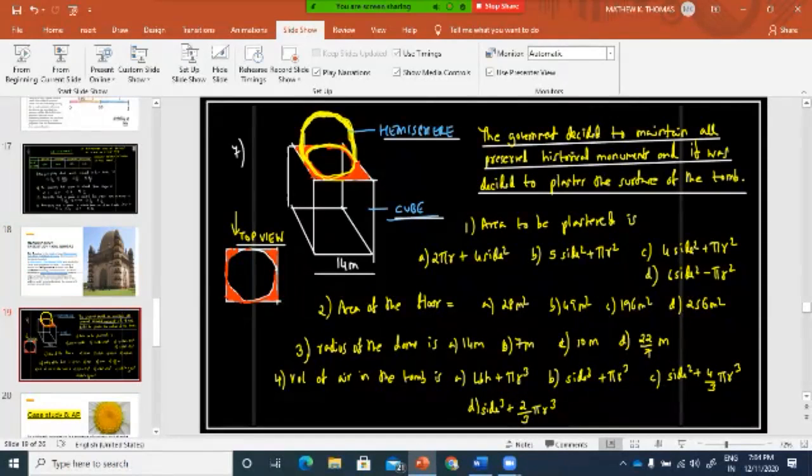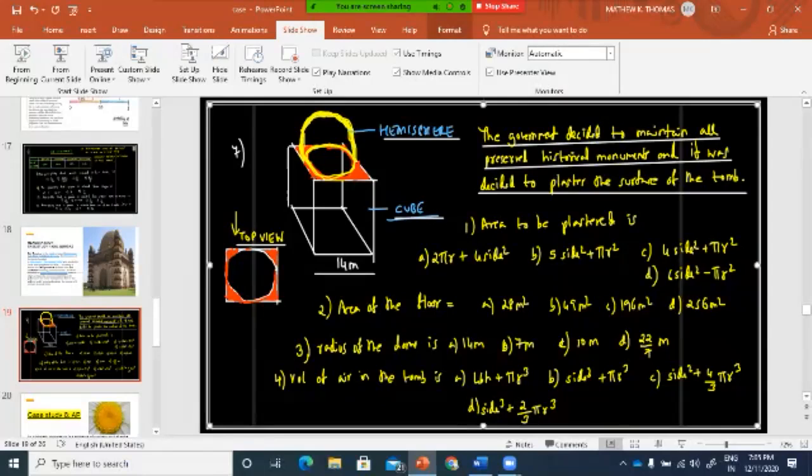So here I have made a figure of Gol Gumbaz. Below is a cube and on top is a hemisphere. The government has the duty to maintain all this. Because it's a very old monument, hundreds of years old, if the plaster is coming out, the government decides to plaster it. Now the question is, what will be the area to be plastered? Can anybody tell me what will be the area to be plastered?